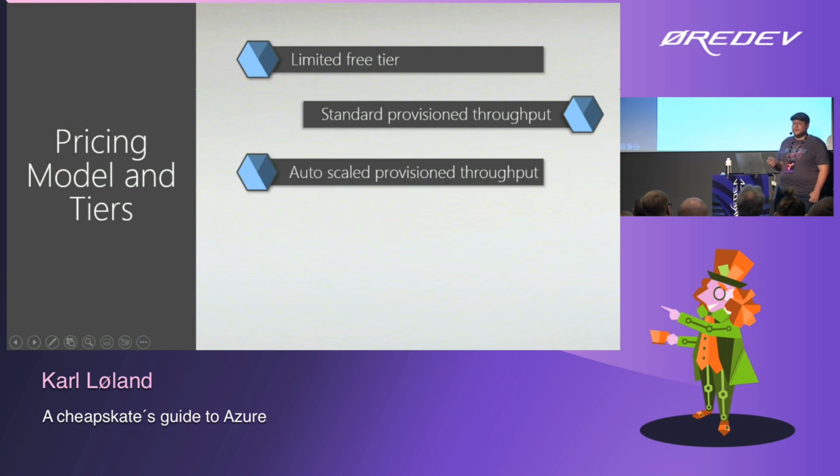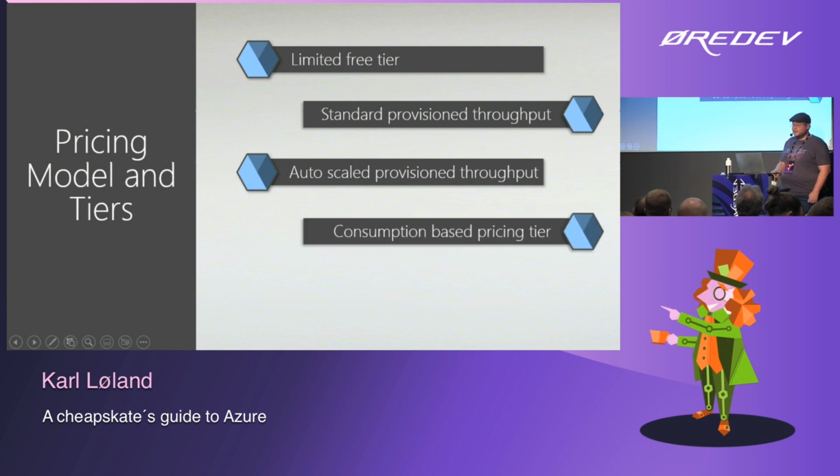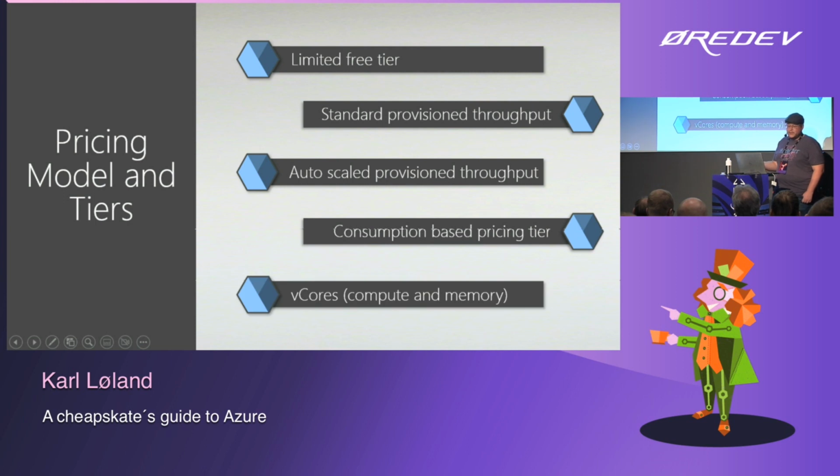They also offer an auto-scaled version where Cosmos DB will try to scale for you. Then there's a consumption-based pricing model, where you only pay for the amount of throughput units that you actually use. And now there's a new distributed PostgreSQL part of the product, with a fixed vCore and memory model, where you only pay for the nodes, the CPU and the memory.